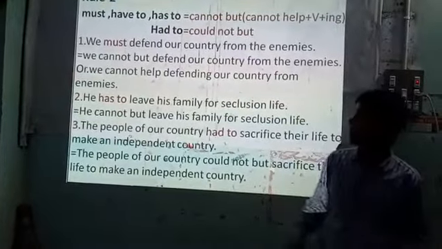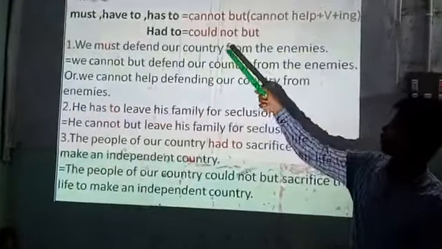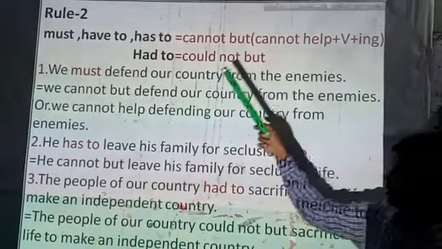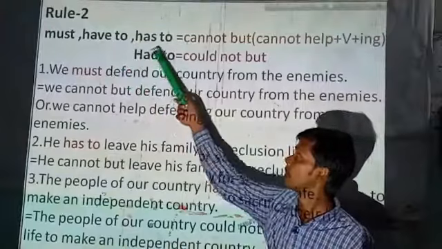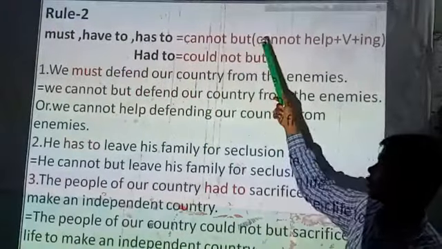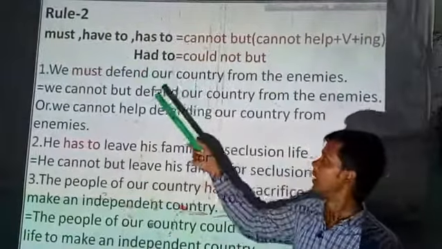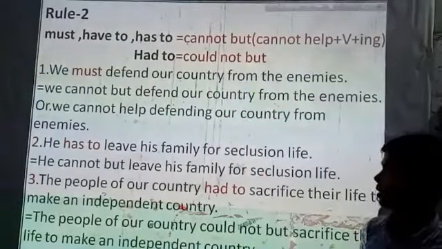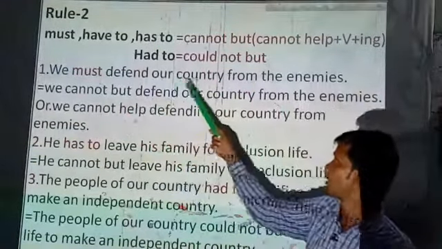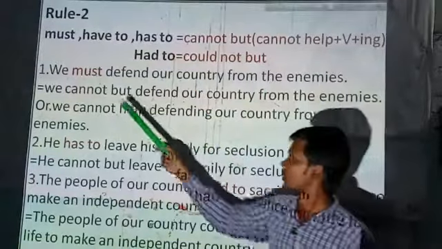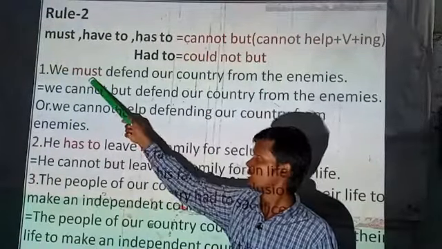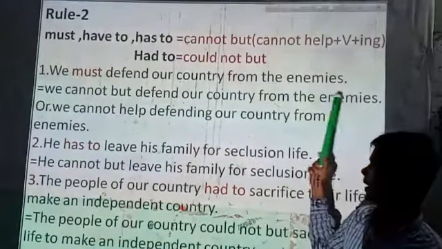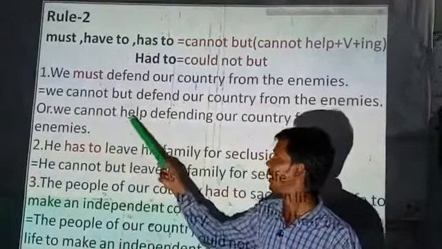Rule 2. Must, have to, has to equal to cannot but or cannot help plus verb plus ing. If there is any word of must, have to or has to, we just write cannot but in place of them, and in case of had to, we must write could not but. For example, we must defend our country from the enemies. In place of must we write cannot but. We cannot but defend our country from the enemy. Or we cannot help defending.